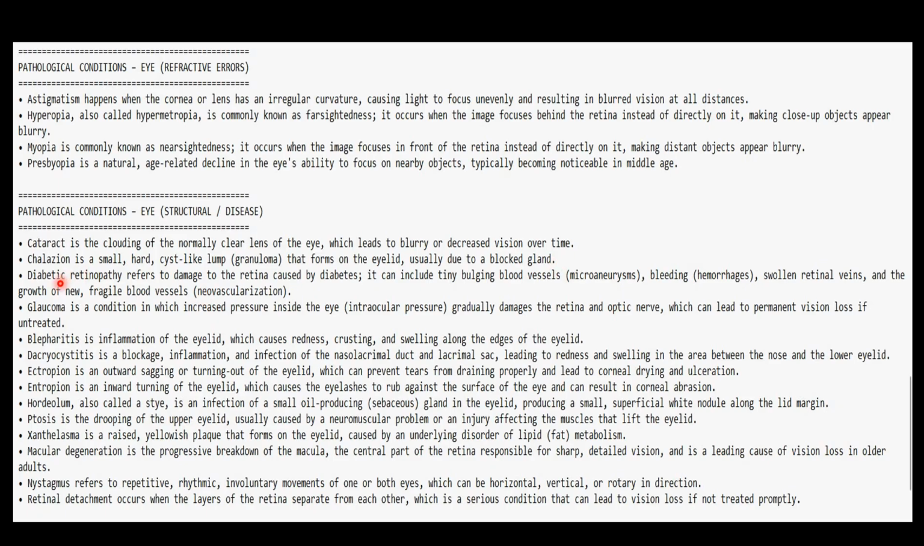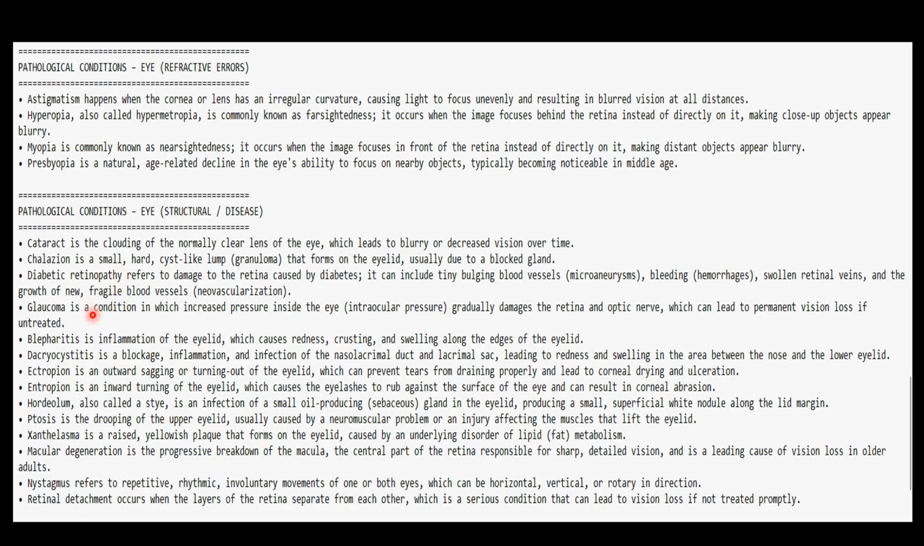Clear? After that we have diabetic retinopathy. Diabetic retinopathy refers to damage to the retina caused by diabetes. If, due to diabetes, the retina gets damaged, then it causes diabetic retinopathy. It can also include tiny bulging blood vessels, bleeding, swollen retinal veins, and growth of new fragile blood vessels. So this comes under diabetic retinopathy.